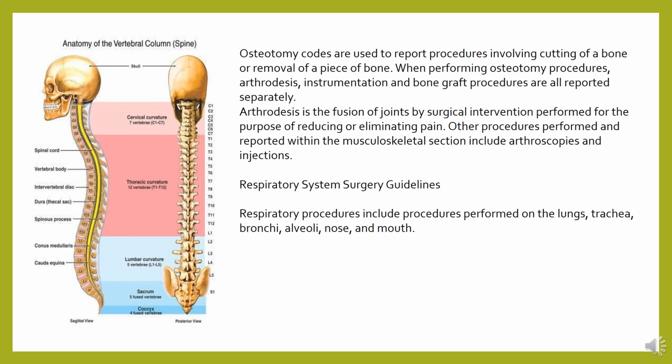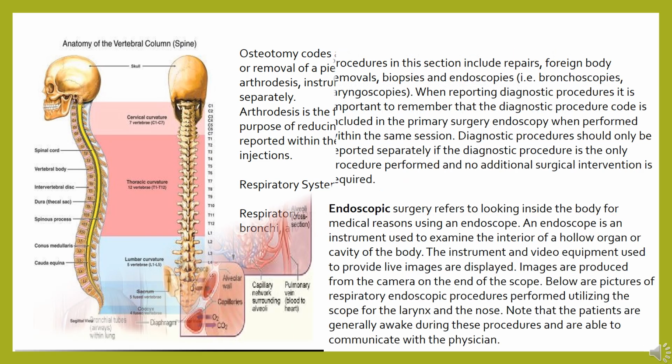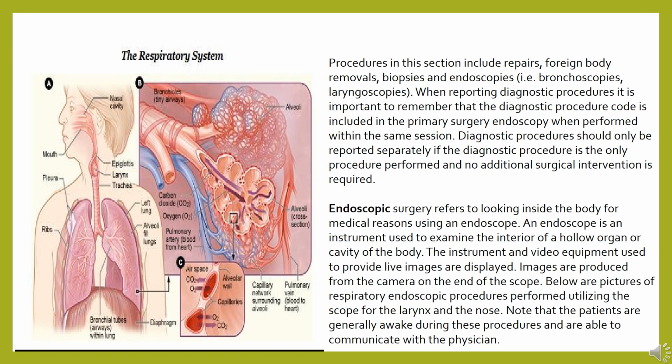Respiratory system surgery guidelines. Respiratory procedures include procedures performed on the lungs, trachea, bronchi, alveoli, nose, and mouth. Procedures in this section include repairs, foreign body removals, biopsies, and endoscopies, i.e., bronchoscopies and laryngoscopies. When reporting diagnostic procedures, it is important to remember that the diagnostic procedure code is included in the primary surgery endoscopy when performed within the same session.